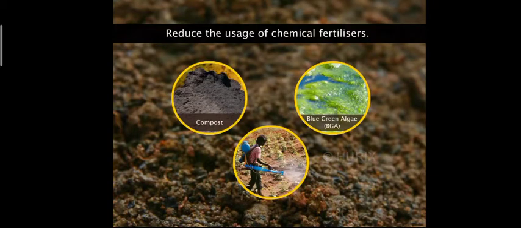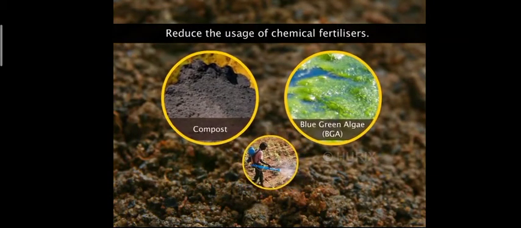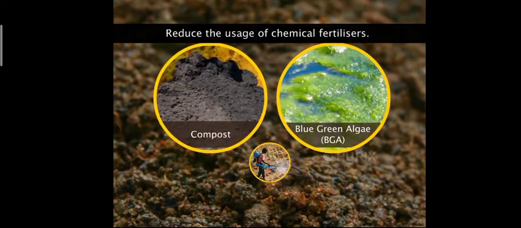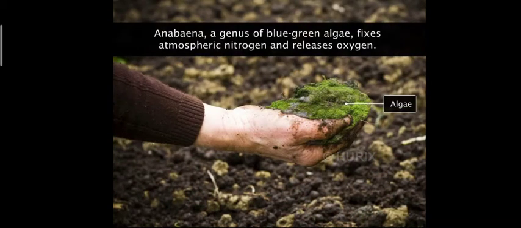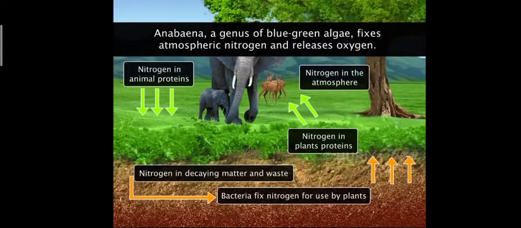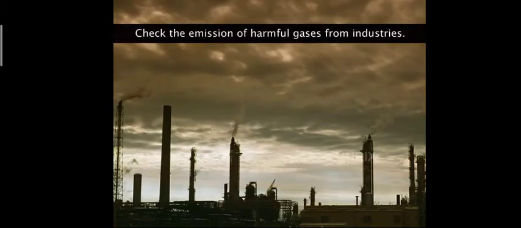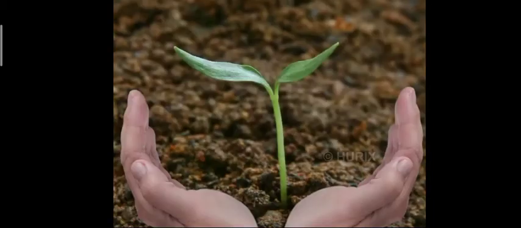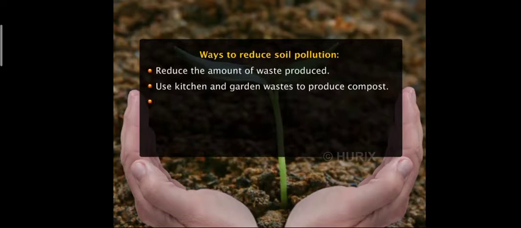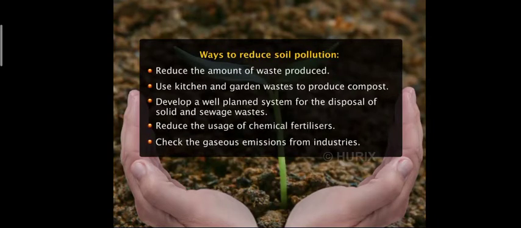Farmers should reduce the use of chemical fertilizers by using natural fertilizers such as compost or biofertilizers such as blue-green algae, or BGA. Anabaena, a genus of blue-green algae, returns essential nutrients to the soil through the process of nitrogen fixation and also releases oxygen into the environment. Soil pollution can also be curbed by controlling the gaseous emissions from industries. These are some of the ways in which soil pollution can be reduced and this important resource can be conserved.